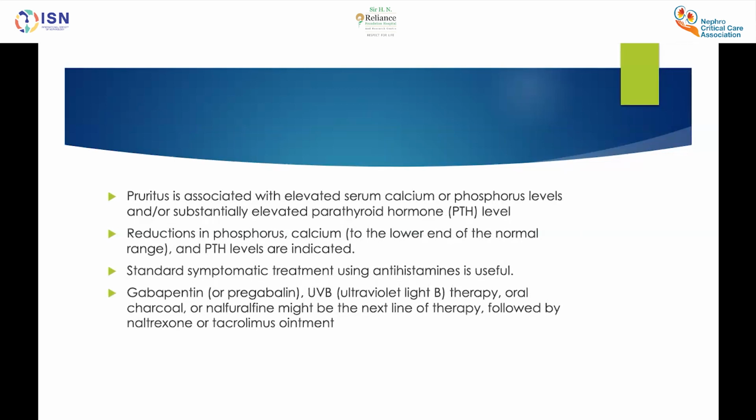It is associated with elevated serum calcium or phosphorus levels or substantially elevated parathormone levels. So reductions in the levels of these electrolytes are indicated. Standard symptomatic treatment using antihistaminics is useful. Also, we could try gabapentin, ultraviolet light B therapy, oral charcoal, or nalfurafine, which might be the next line of therapy, followed by naltrexone or tacrolimus ointment.